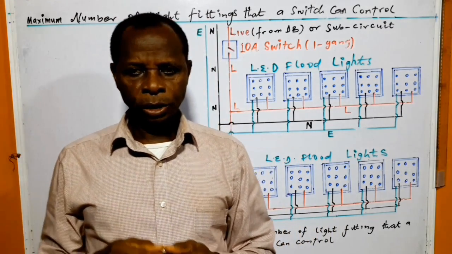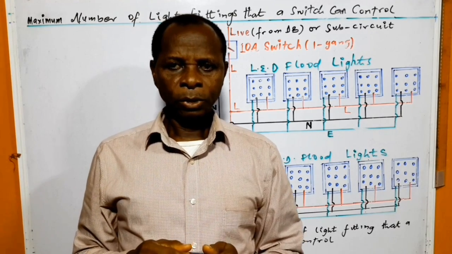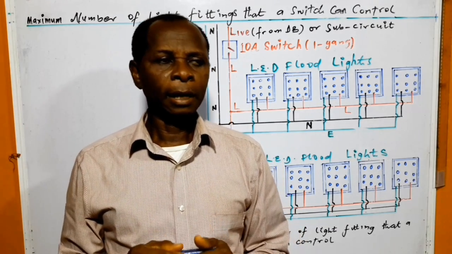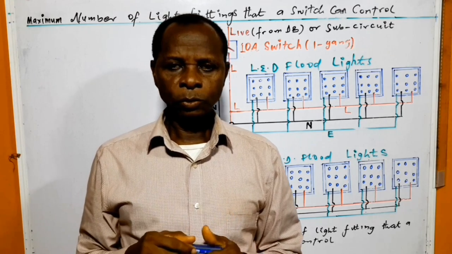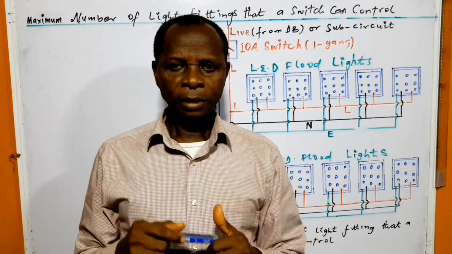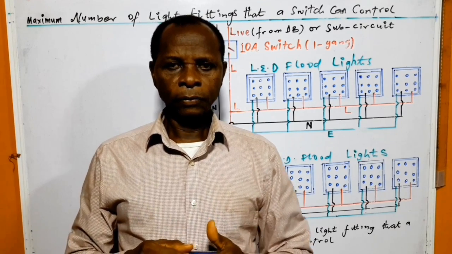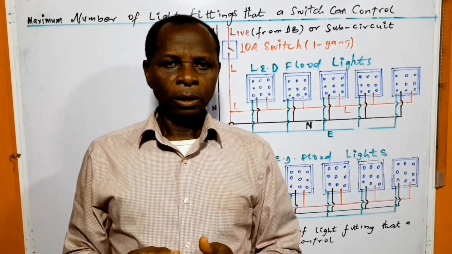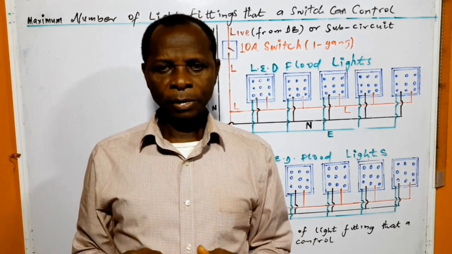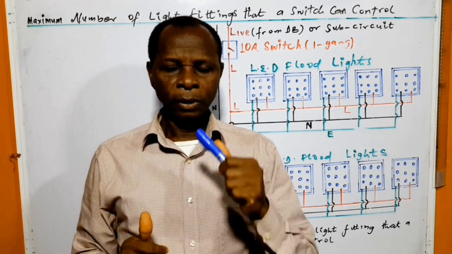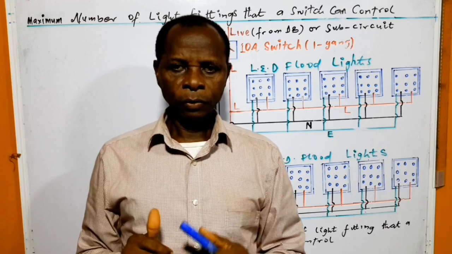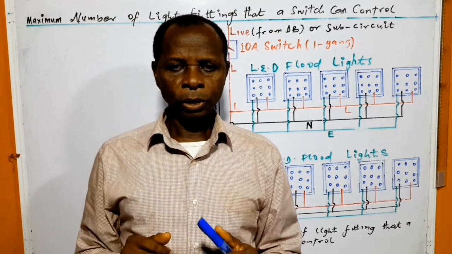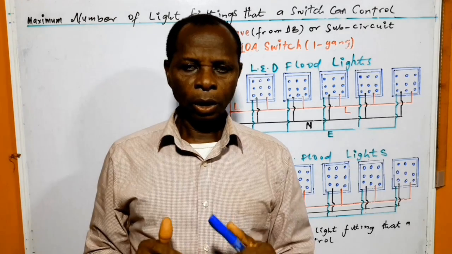Practically, light switches have maximum lighting loads which they can control. Or in other words, one can say that a particular light switch of a known rating has a maximum number of light fittings of known rating as well, which it can control safely. How to calculate or determine the maximum number of light fittings of known rating which a particular light switch of known rating can control is what this video is all about.